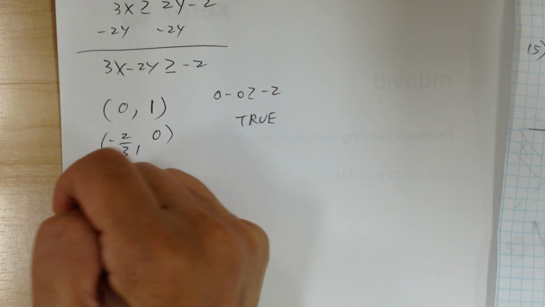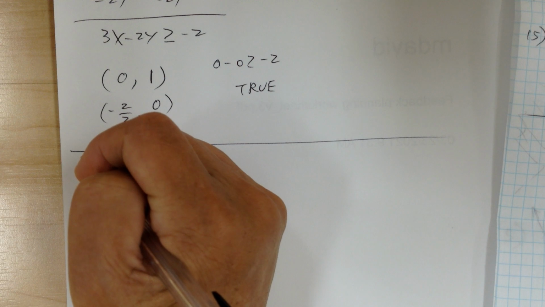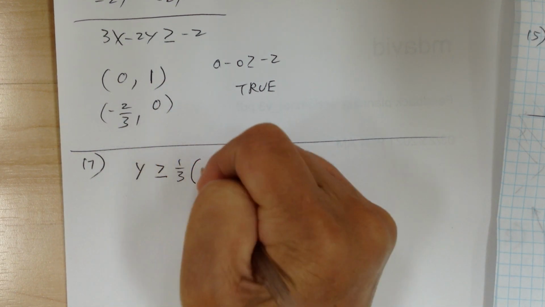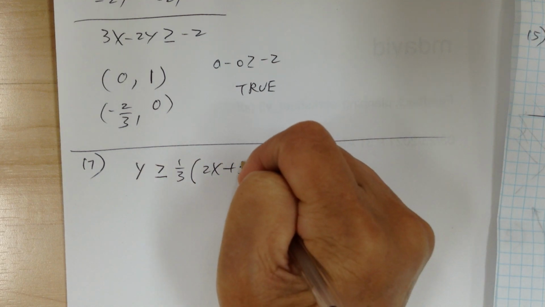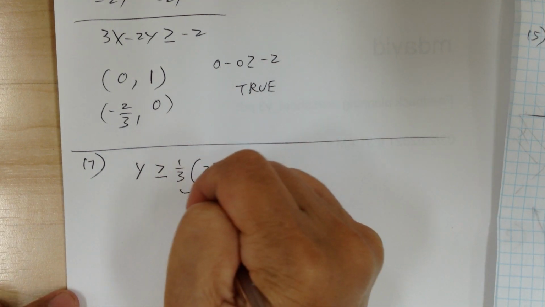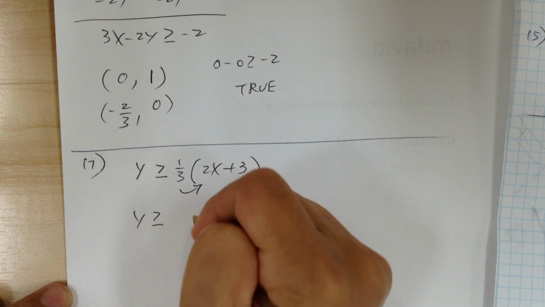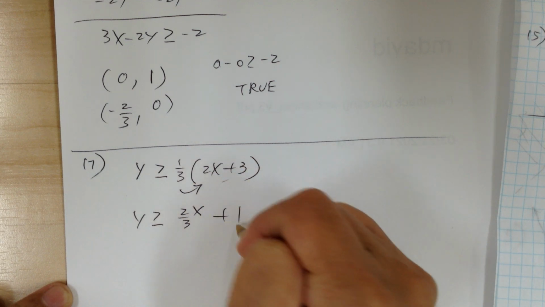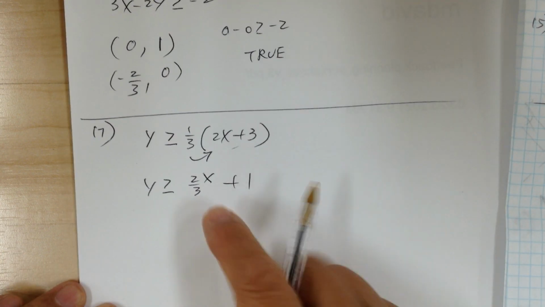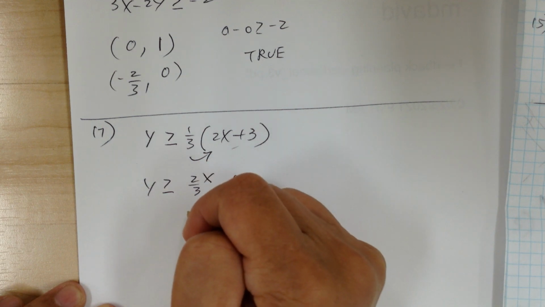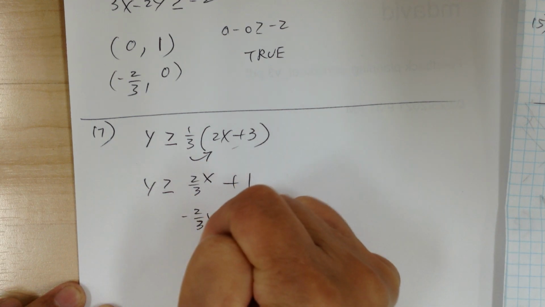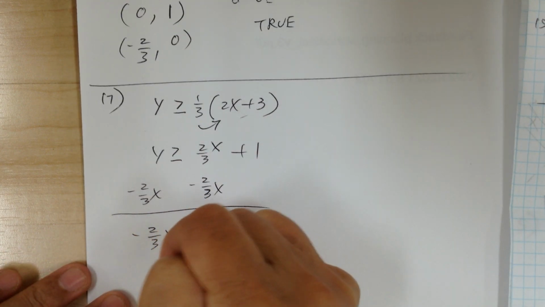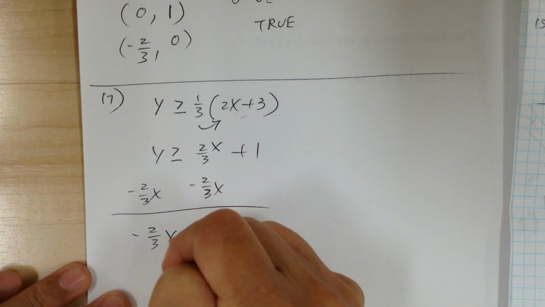Okay, let's go to the next one. So you got y is greater than or equal to 1/3 times 2x plus 3. So let's go and distribute. So y is greater than or equal to 2/3 x plus 1. Then let's move this over to this side. So you got negative 2/3 x plus y is greater than or equal to 1.